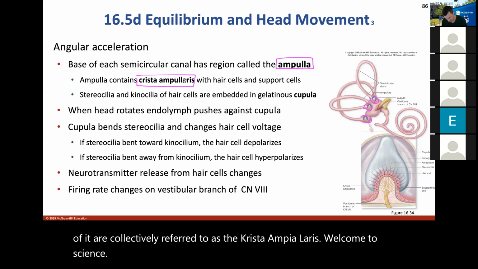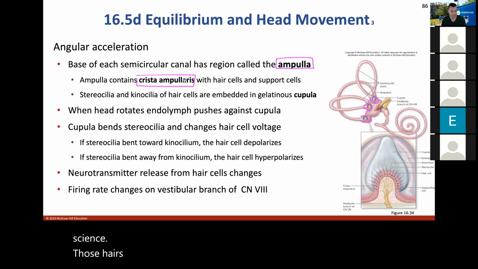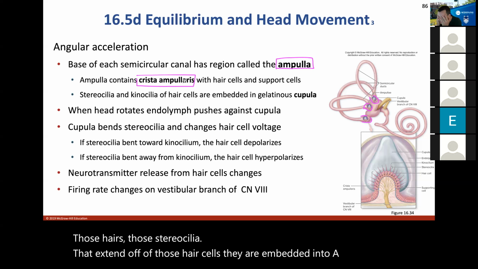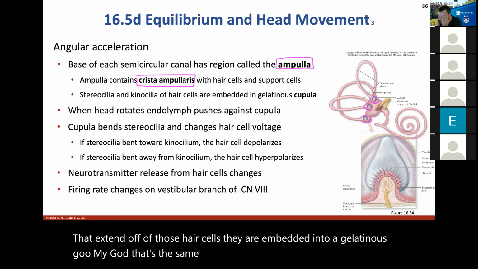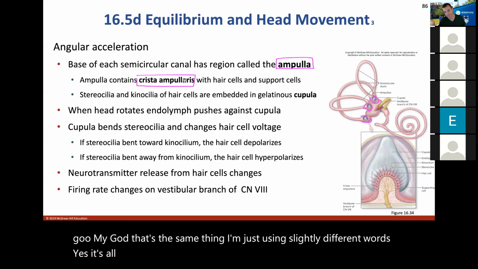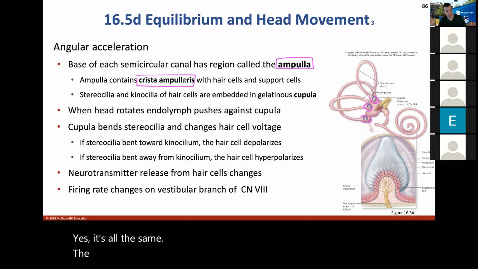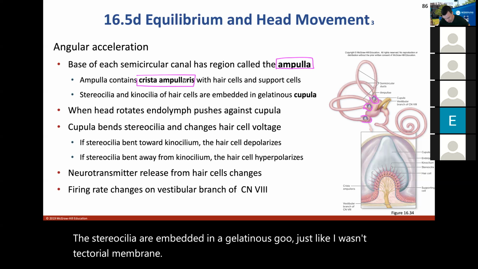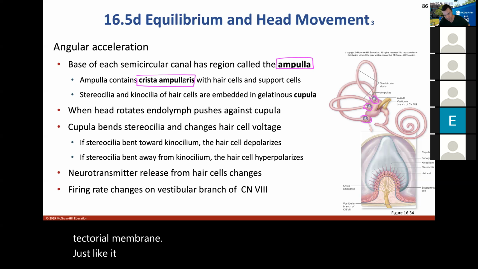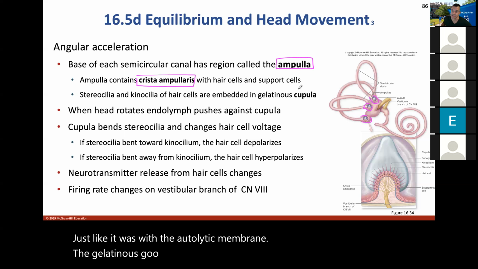Those hairs, those stereocilia that extend off of those hair cells, okay, they are embedded into a gelatinous goo. Oh my God, it's the same thing. I'm just using slightly different words. Yes, it's all the same. The stereocilia are embedded in a gelatinous goo, just like it was in the tectorial membrane, just like it was with the otolithic membrane. The gelatinous goo here is referred to as the cupola.